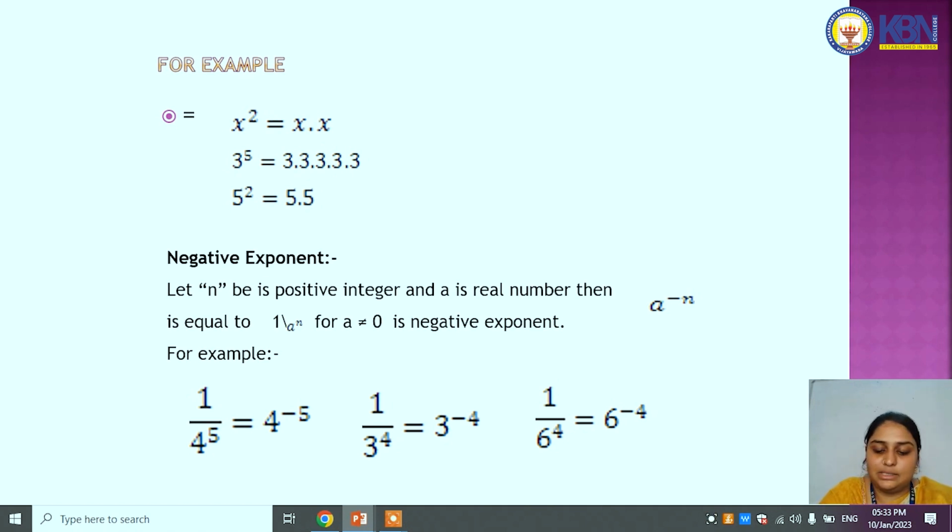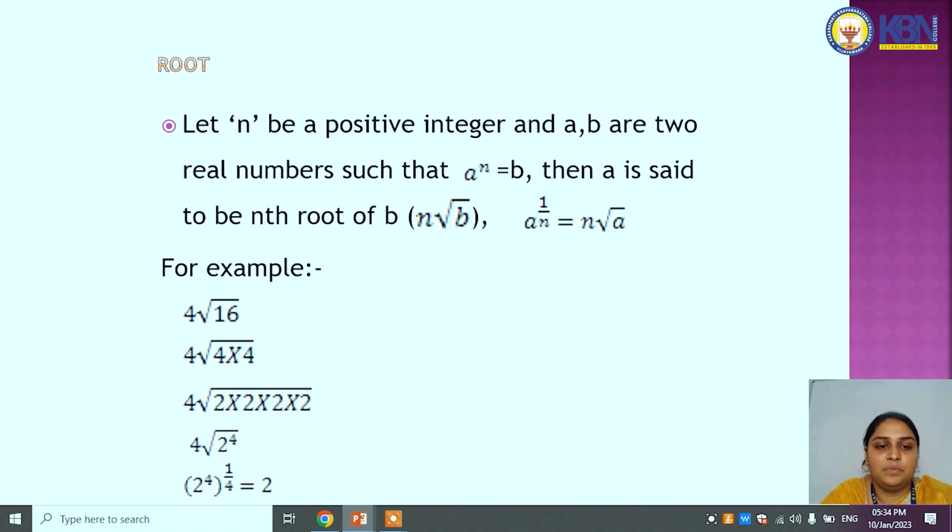And the next definition is negative exponent. In the negative exponent, we have some examples. 1 by 4 power 5 can be written as 4 power minus 5. Here 5 is a positive integer and 4 is the real number, but in the power we get the negative sign. That's why it's called a negative exponent. Similarly, 1 by 3 power 4 is equal to 3 power minus 4, and 6 power minus 4 can be written as 1 by 6 power 4.